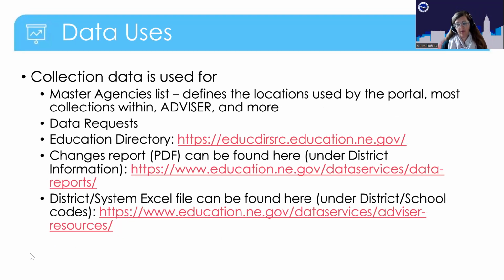So the data, when we've collected it through the collection, is used for several different things. One of the biggest things is our master agencies list. This is the list that defines the locations that are used by the portal, advisor, CDC. It defines a lot of this information. We get a lot of data requests from various colleges, public media sources. So a lot of times this information is used for those requests.